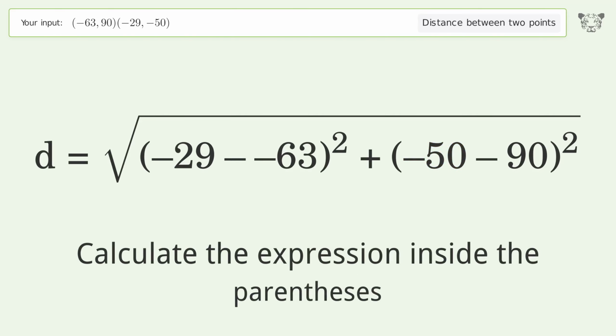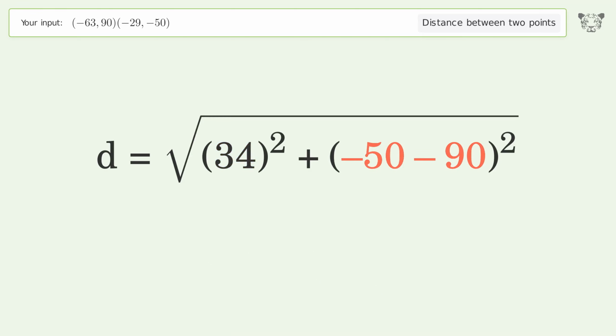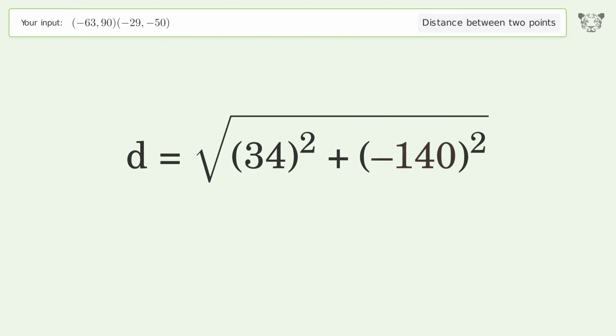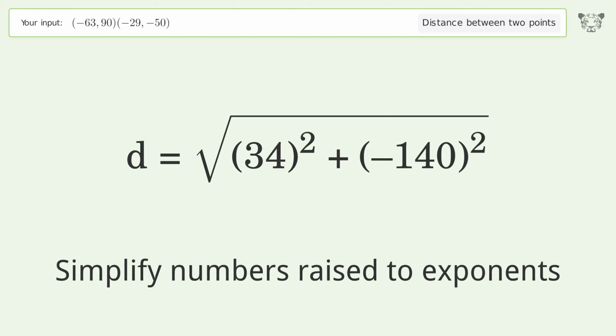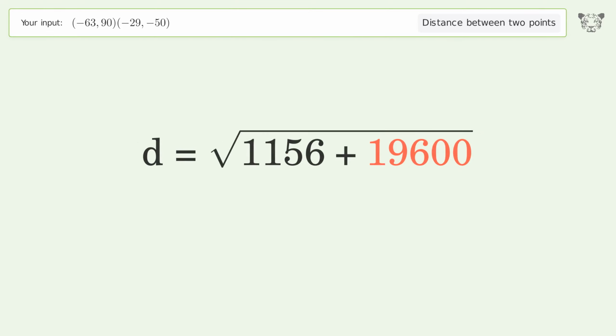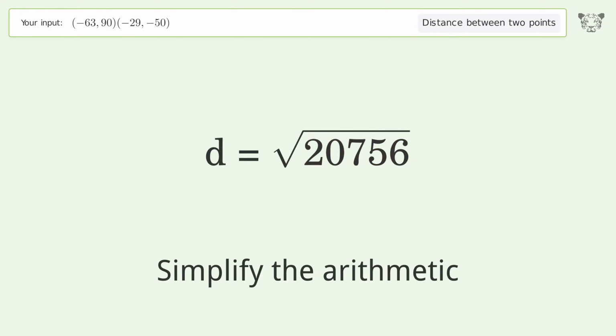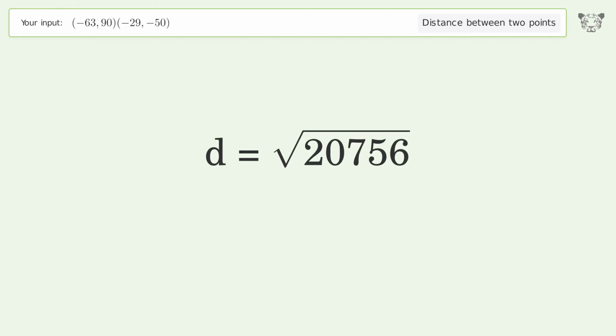Calculate the expression inside the parentheses. Simplify numbers raised to exponents. Simplify the arithmetic. And so the distance between the 2 points is the square root of 20,756, or 144.069.